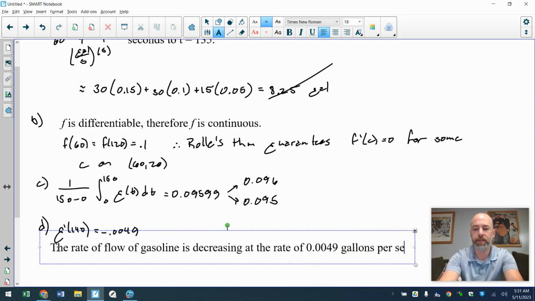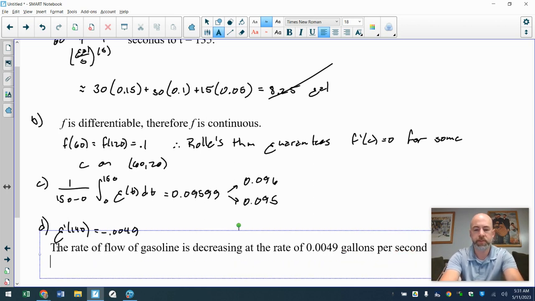I need to move my head out of the way. Second, actually, I'll just return second per second. There's 2 units of seconds, so it's kind of like an acceleration unit here. And then you want to specify that we are looking at the time t equals 140. Is decreasing at the rate at time t equals 140 seconds. There is your interpretation, and I assume that's it.